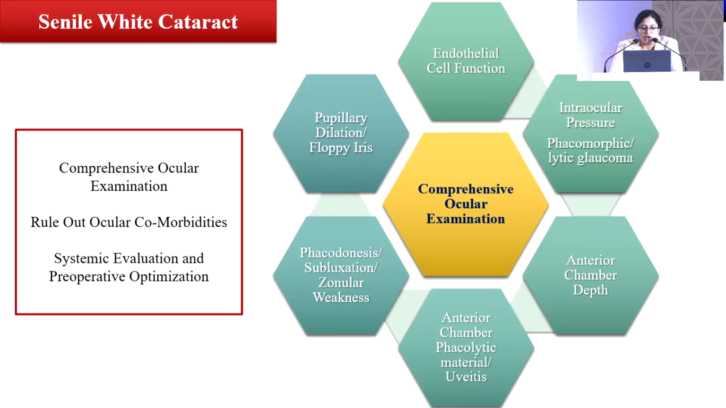Moving forward with the ocular examination, you have to rule out any ocular comorbidities. Systemic evaluation and preoperative optimization is essential. Pupillary dilatation should be assessed, endothelial cell function, intraocular pressure. You have to rule out phacomorphic or phacolytic glaucoma. Anterior chamber depth has to be assessed, anterior chamber phacolytic material, uveitis, any subluxation or zonular weakness, because these cataracts are, as it is, prone to develop zonular weakness.